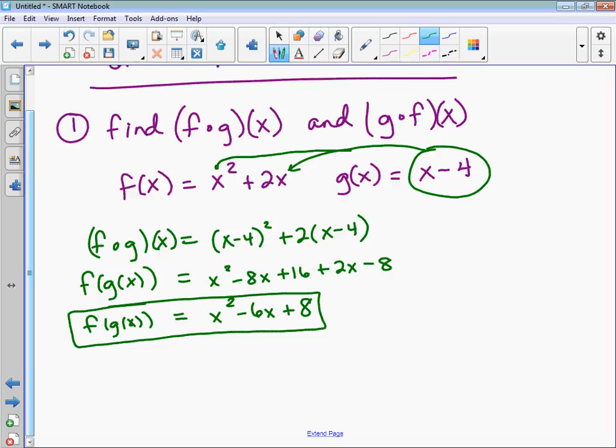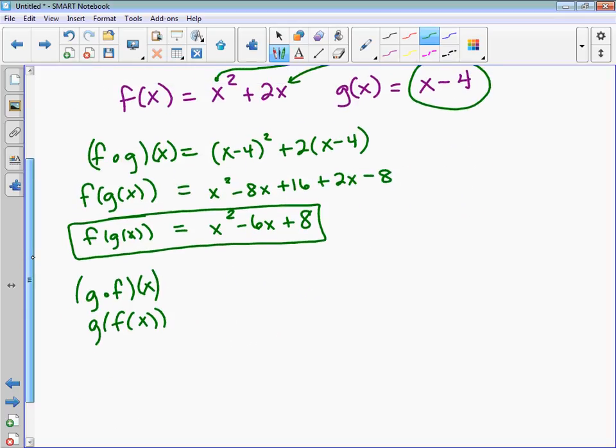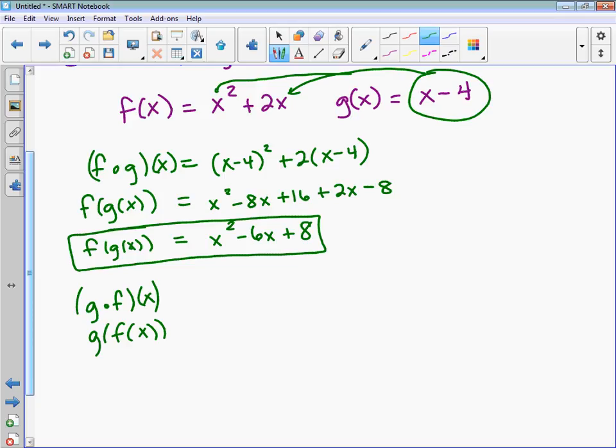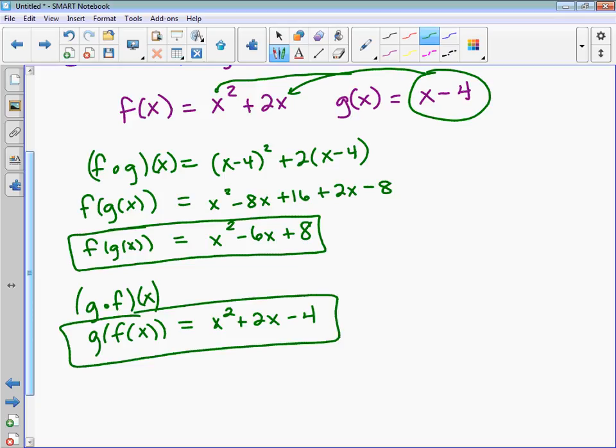Okay. All right, guys. So we're good with the first one, right? So let's do the other one, the g of f of x. What is different about this one? What do we do on this one? All of this goes into that one x. So is there really any work to do on this one? No. So we get x squared plus 2x minus 4. And you are done. So that's easy, right?